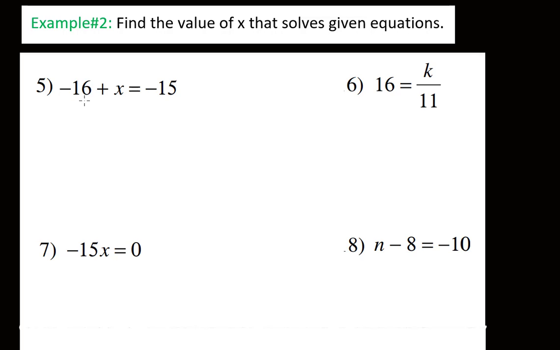On number 5, negative 16 plus 1x equals negative 15. Then we will add 16 left and right. Negative 16 plus 16 is 0. Then 1x equals negative 15 plus 16, or 16 minus 15, which is 1.